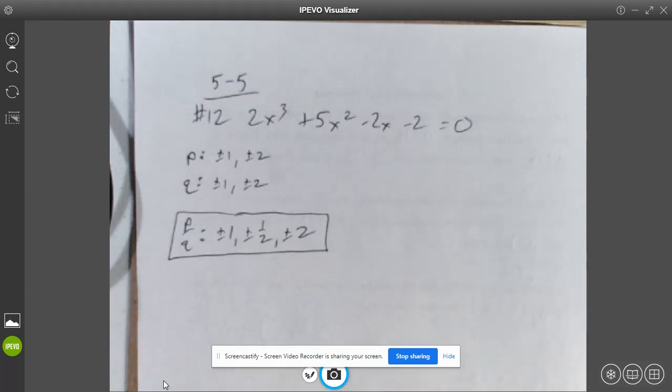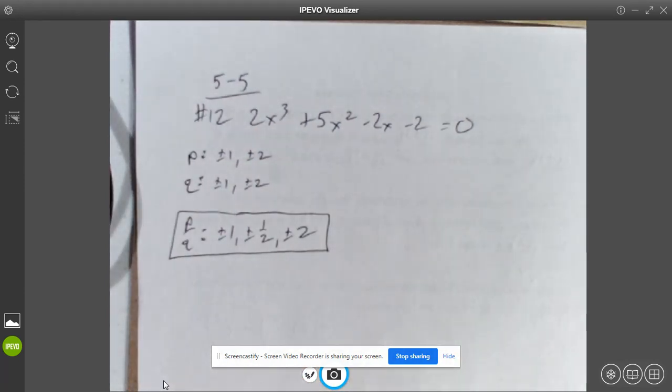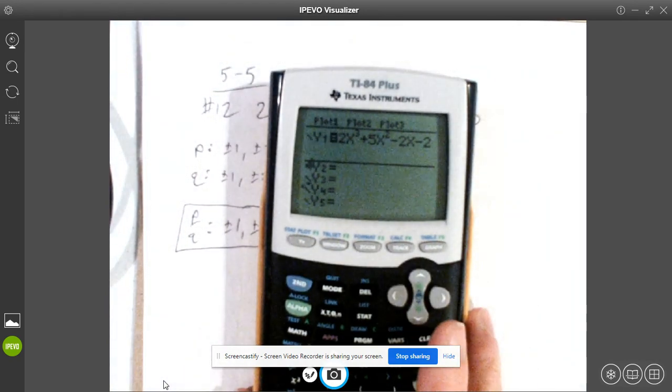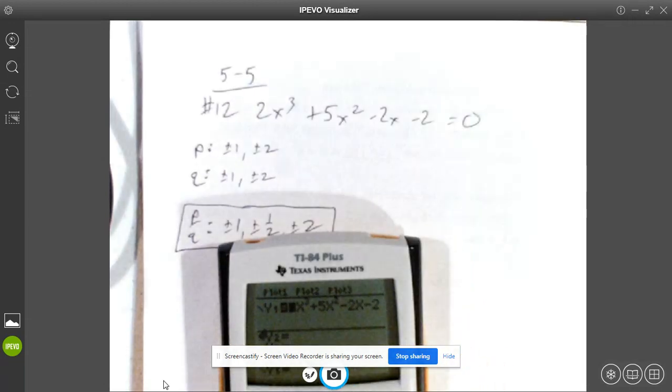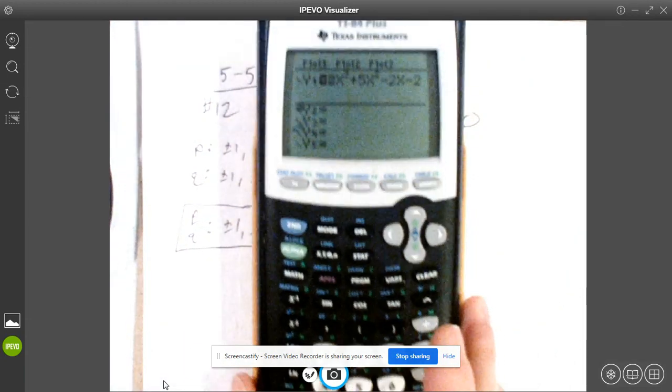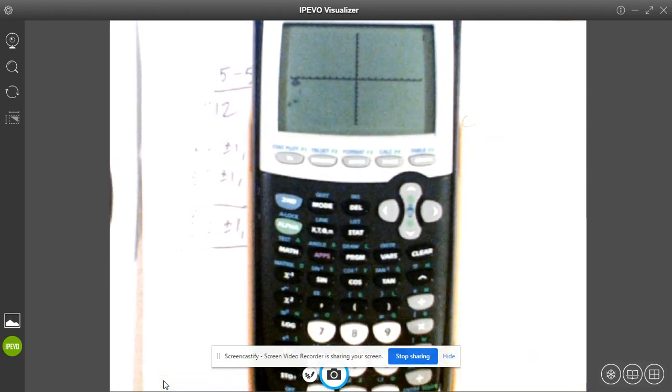So what I want to do is graph this and at least give me an idea of where these rational roots might be. I've already got that typed in my calculator, 2x cubed plus 5x squared minus 2x minus 2. And I always make it a habit of hitting zoom 6. You could just hit graph, but I like to take a look at that.